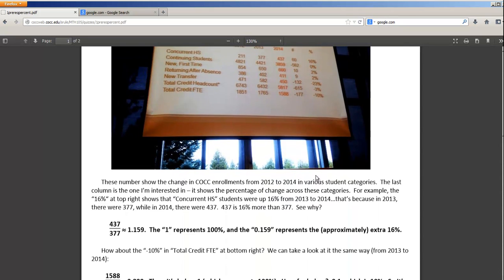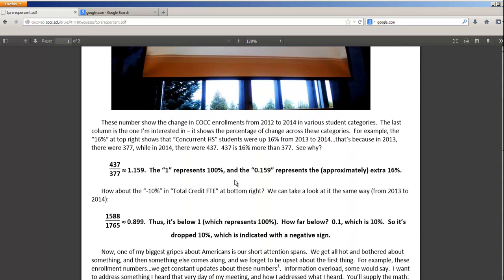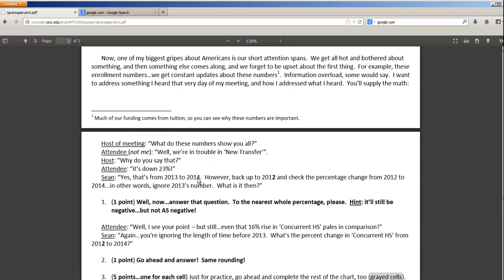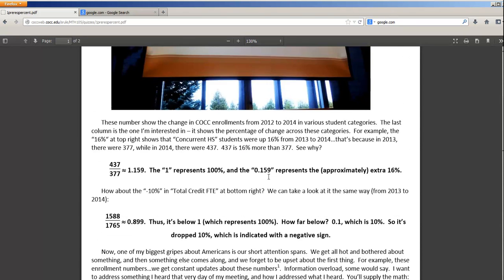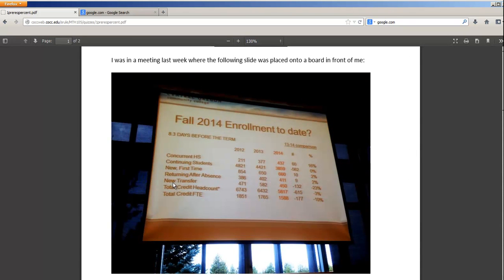I gave you some introduction here, and we can get back to that if you want. But I wanted to get right to the questions themselves. The first question was, let's analyze this new transfer number. One of my colleagues jumped on right away. They said, oh my God, we're down 23%. And if you look from a 582 down to a 450, indeed, 23%.